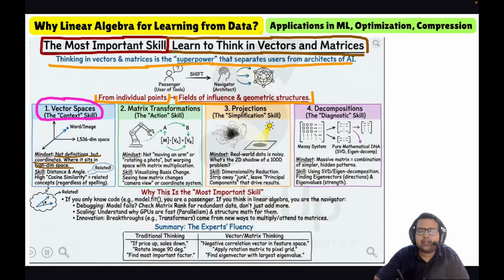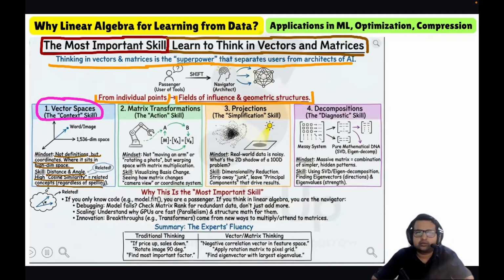And the skill we get if we visualize the data in terms of a vector space is that we can make use of distance and angles to find the related data points. An expert knows that if two vectors have a high cosine similarity, then they are pointing in the same direction, regardless of the spelling. The underlying concepts are related, regardless of how they are spelled.